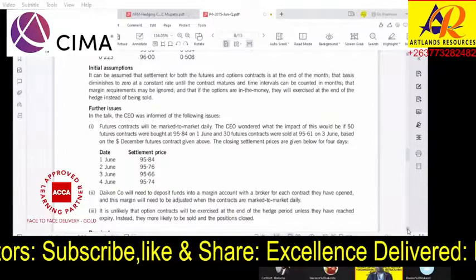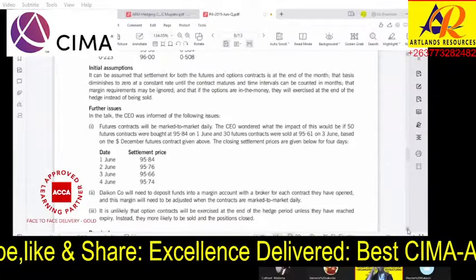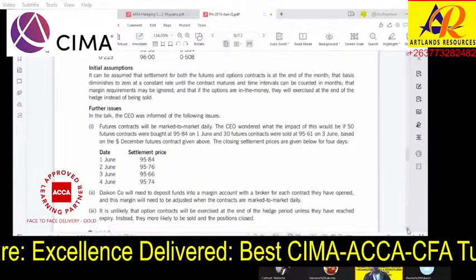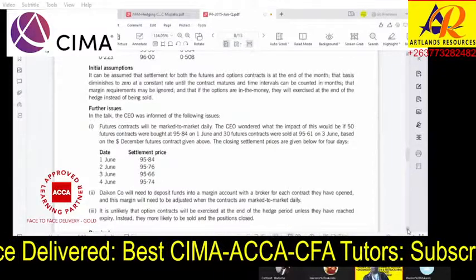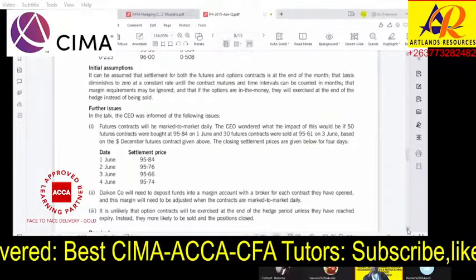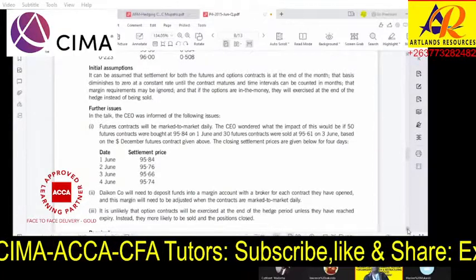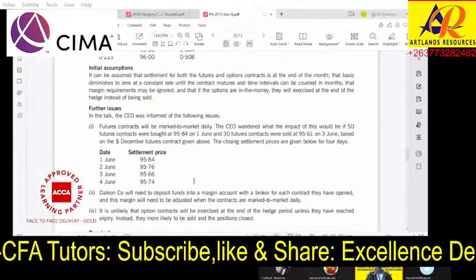The CEO wondered what the impact would be if 50 contracts, which were bought at 95.84 on 1 June, and 30 futures contracts, which were sold at 95.61 on 3 June, based on the December futures contract given above. The closing settlement prices are given below for the 4 days.